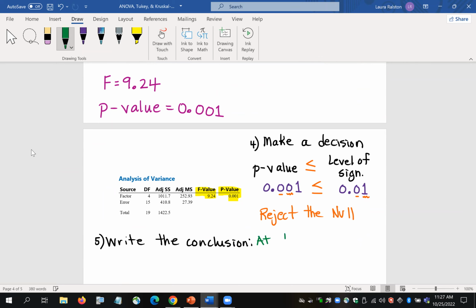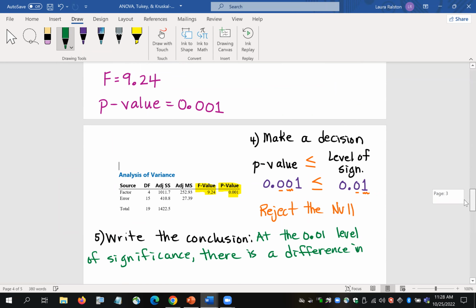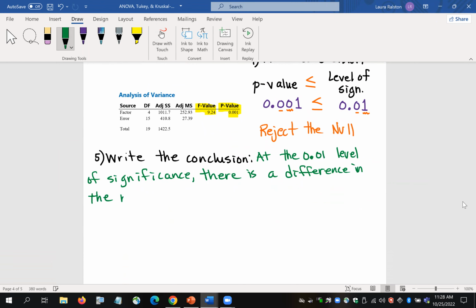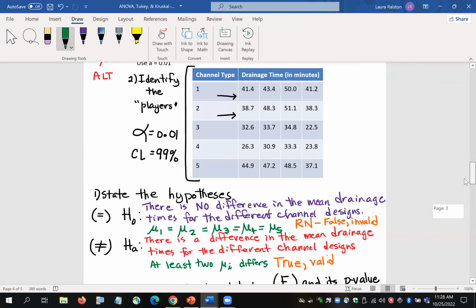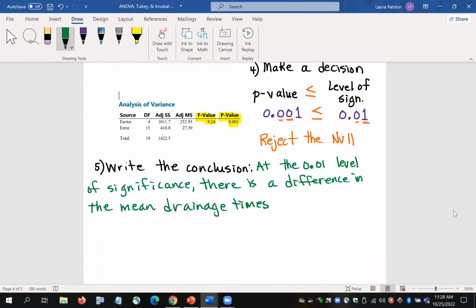So if we say at the 0.01 level of significance, there is a difference in the mean drainage times, go back up here, make sure I get it, times for the different channel designs.